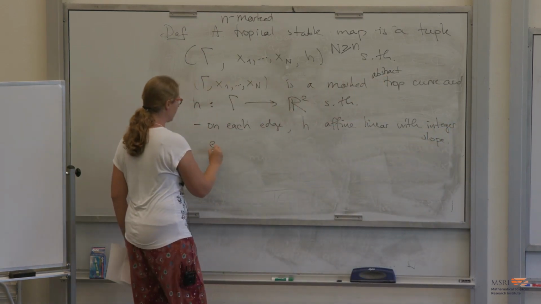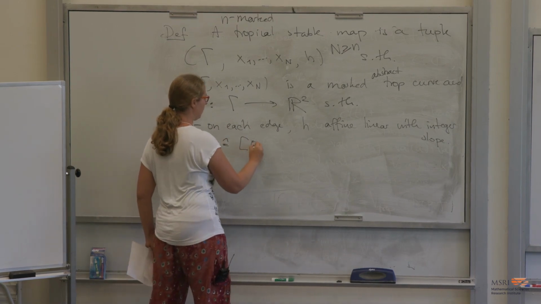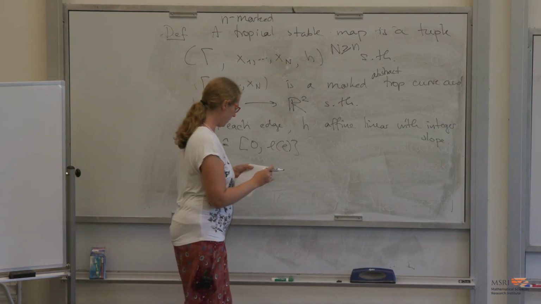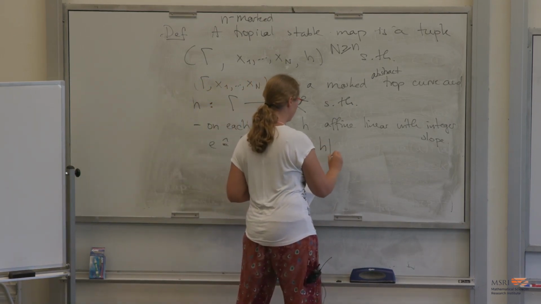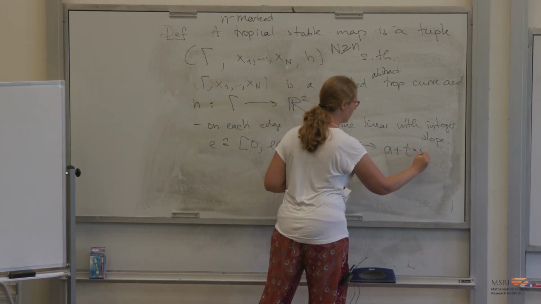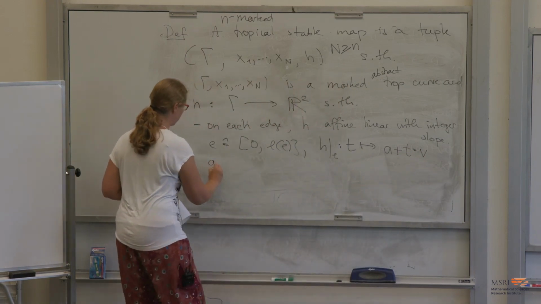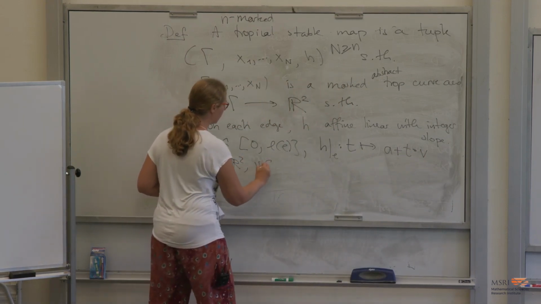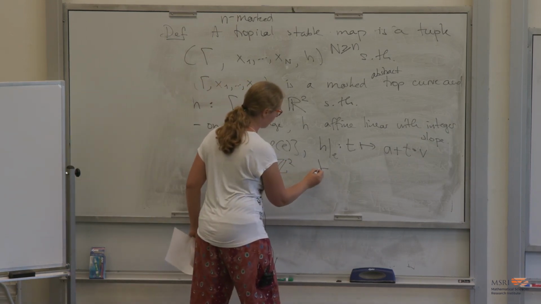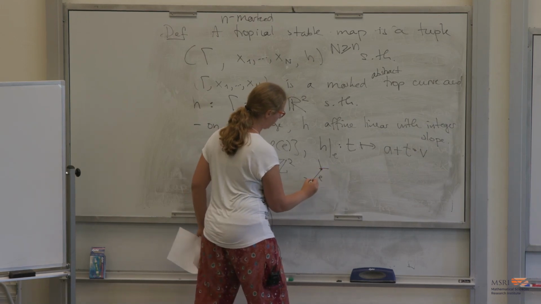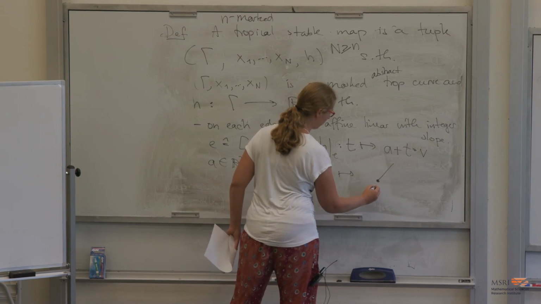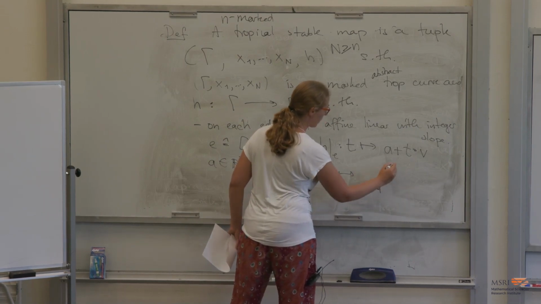What does that mean? I can identify my E with an interval from 0 to length of E. And then H restricted to E will send T to a point R plus A plus T times V, where A is just a point, and V is an integer vector. So my edge in the abstract graph is somewhere, and this edge gets mapped to, well, it starts somewhere, and then it also might end somewhere, depending on whether it's an end or not.